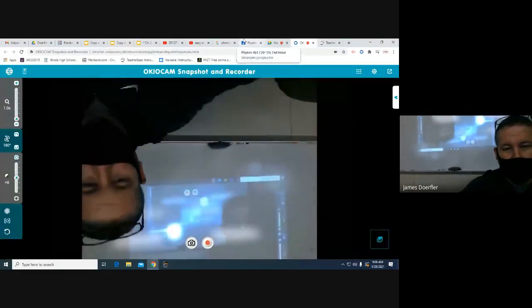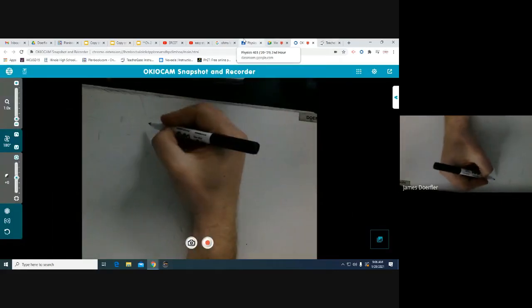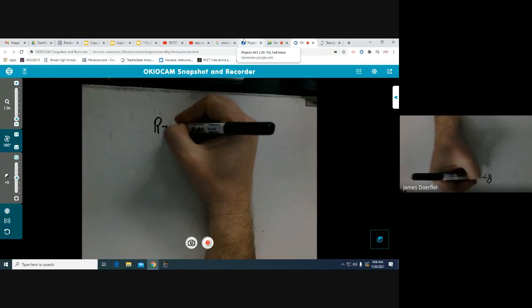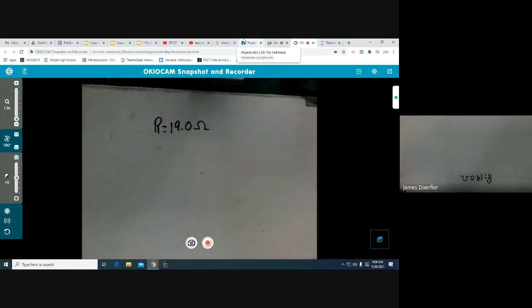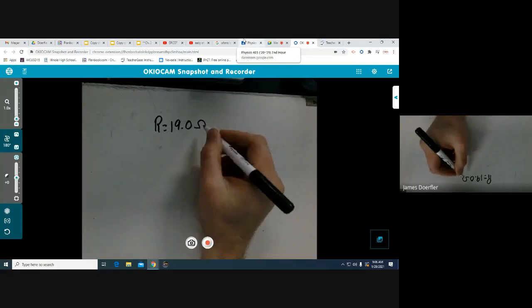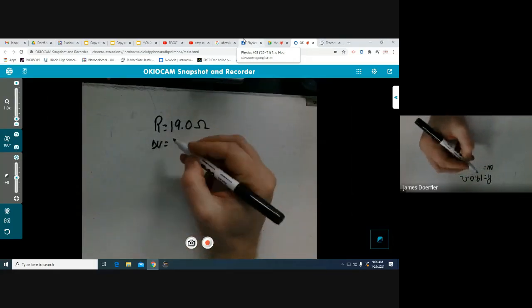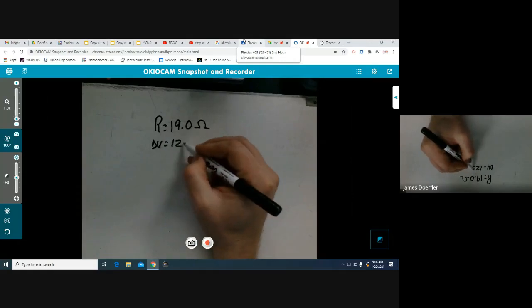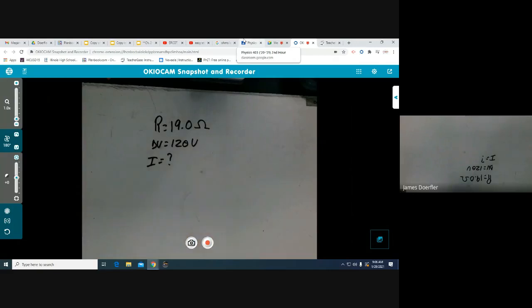go to my GUESS table. And again, what do we know? We know that resistance is 19.0 ohm. Yes, I make some great ohmic symbols there. We know that the potential difference is 120 volts. We need to solve for I.